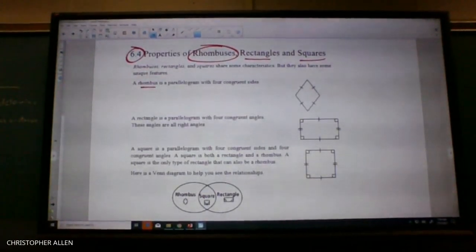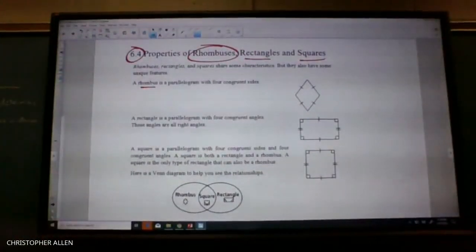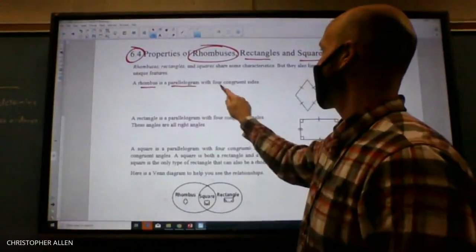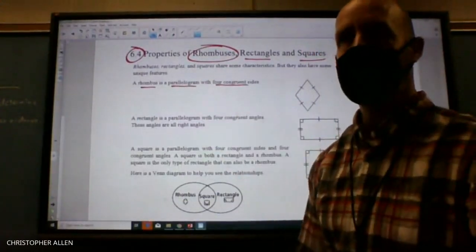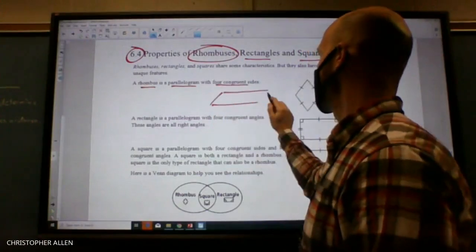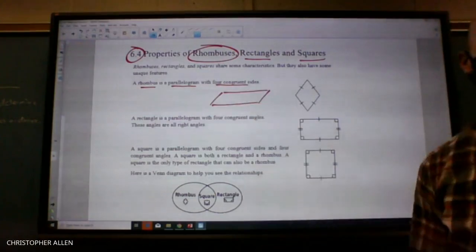A rhombus is simply a parallelogram with 4 congruent sides. A rhombus is a parallelogram with 4 congruent sides. So let me show you an example of something that's not a rhombus. Now, I'm just drawing that freehand. Let's say that this is a parallelogram.